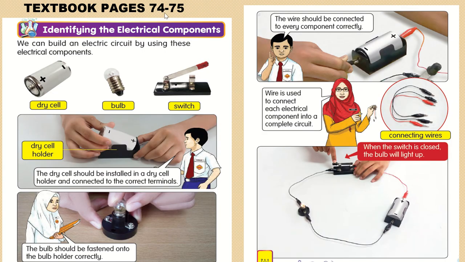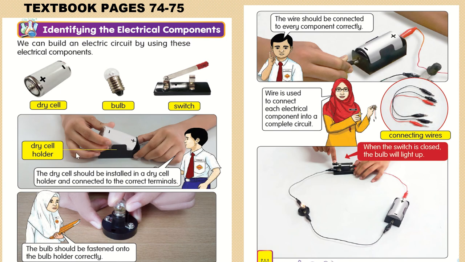Now, textbook pages 74 and 75, identify the electrical components. Here we have 4 electrical components. The first one is dry cell, the second one is bulb, number 3 is switch, and number 4, the last one, is connecting wire. Four electrical components we want to learn.